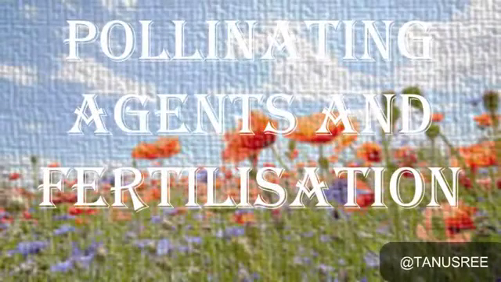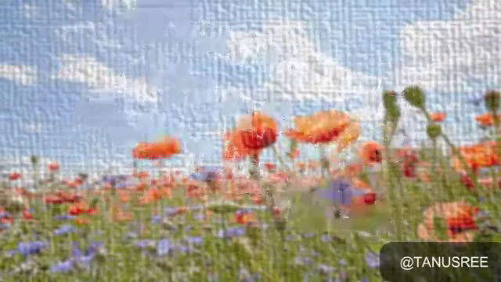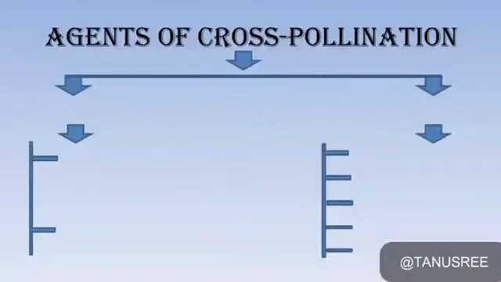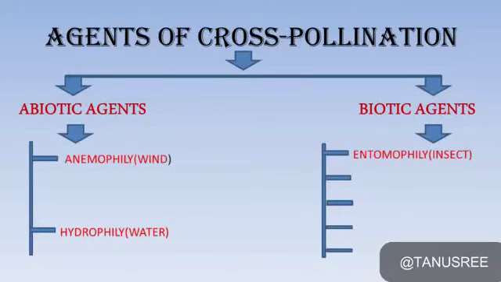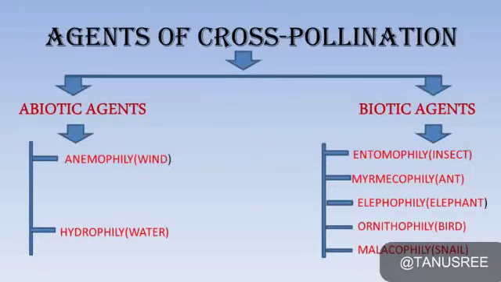About the various pollination types, the contrivances, the advantages and disadvantages. Today, we will learn about the pollinating agents and fertilization in flowering plants. The agents of pollination may be categorized as abiotic and biotic agents. The abiotic agents are wind and water. The biotic agents are insects, ants, elephants, birds, snails, to name a few.